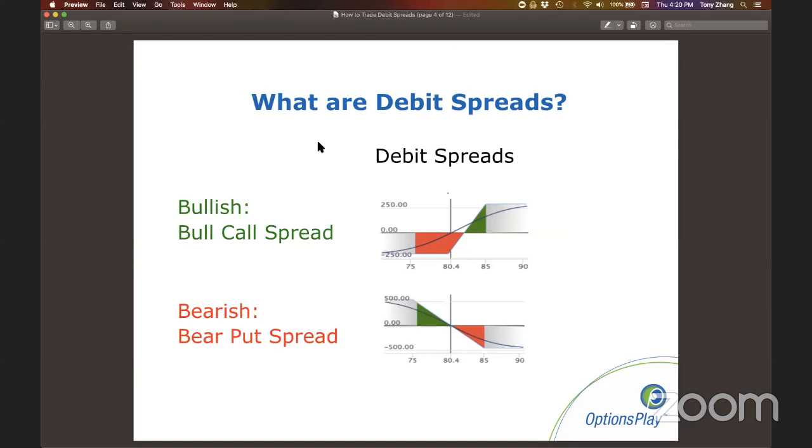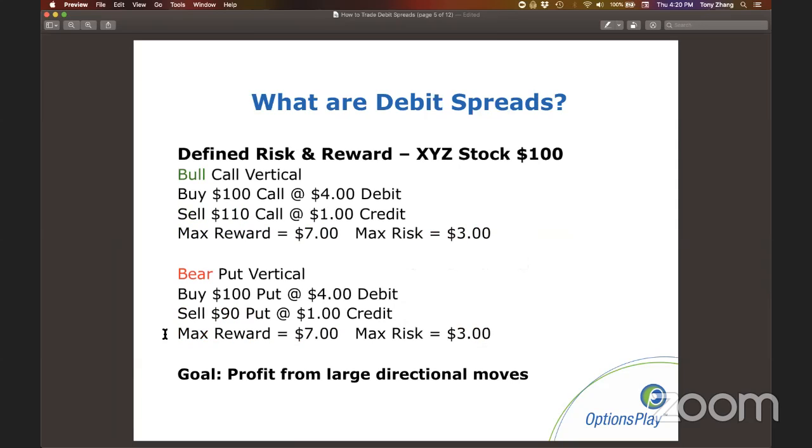A bullish view is what we call a bull call spread or a long call vertical, and the bearish trade that you can make is a bear put spread or a long put vertical. So those are the two strategies that you can deploy if you're bullish or bearish using debit spreads. So let's now go into defining what a debit spread is.